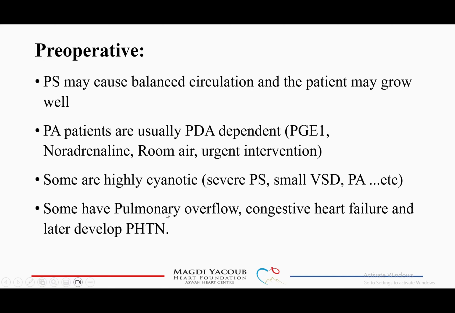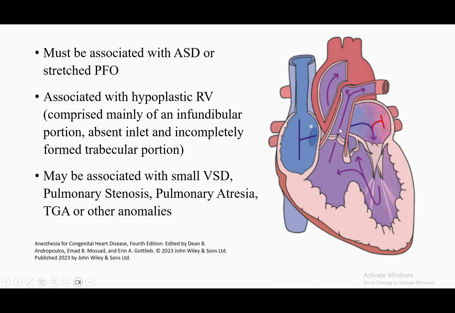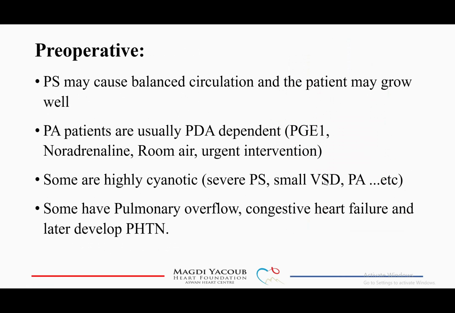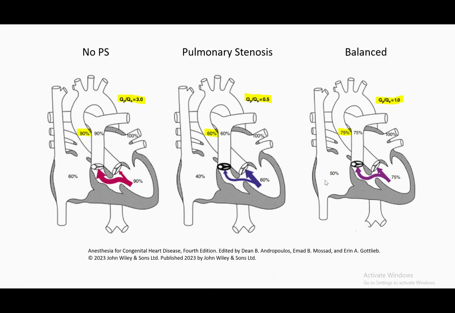Some have pulmonary overflow, congestive heart failure, and later develop pulmonary hypertension, like in this case. If there is a large VSD like this and unprotected pulmonary circulation, these patients would have a high QP:QS. So if there is no PS, blood flows preferentially to the lungs, so the saturation will be high and the lung will be congested, and these patients would develop pulmonary hypertension quickly.